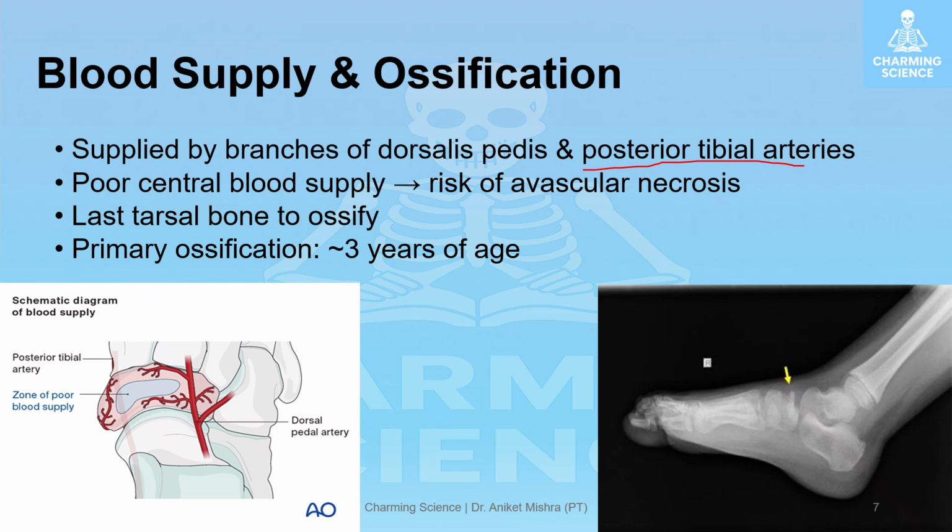Regarding ossification, the navicular is notable for being the last of the tarsal bones to ossify. The primary ossification center of the navicular usually appears around the 3rd year of life. In some children, delayed ossification can sometimes be mistaken for pathology on X-ray, but it's generally a normal variant unless associated with pain or other symptoms. Understanding the blood supply and ossification is clinically significant, especially in conditions like Kohler disease, which is an avascular necrosis of the navicular seen in young children.